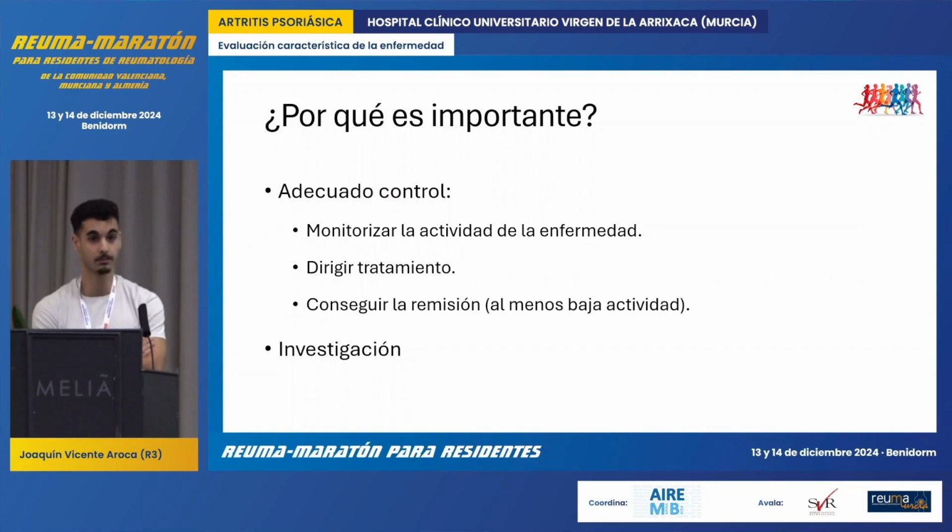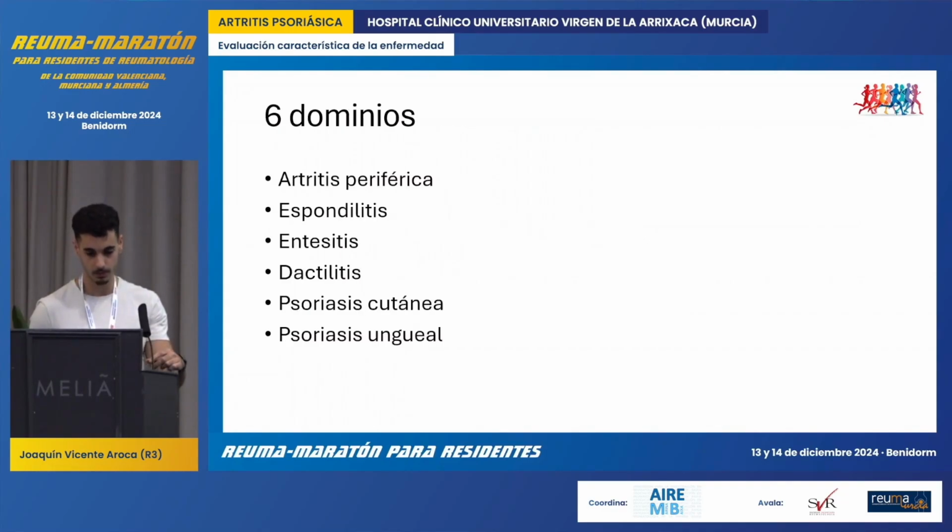Another important aspect of understanding the disease is the research side of things, which, when it comes to testing new treatments, we have indices, some objective and others subjective. However, in any case, they help us know whether the disease is improving, worsening, or how it's doing overall. Regarding the 6 domains mentioned earlier by my colleague, we have peripheral arthritis, spondylitis or axial involvement, enthesitis, and dactylitis, cutaneous psoriasis and nail psoriasis.